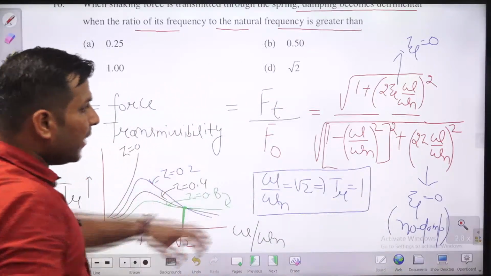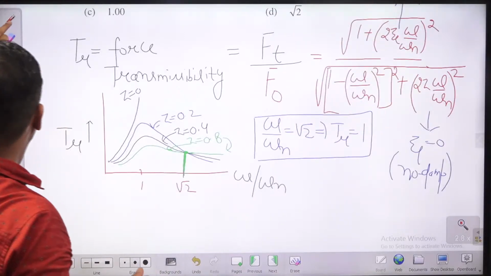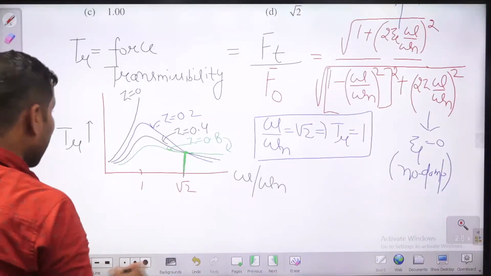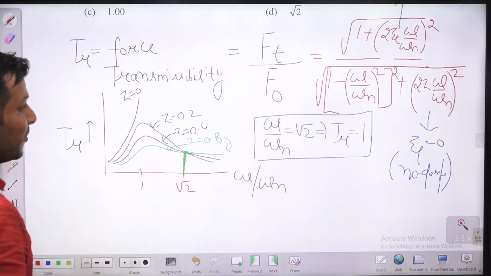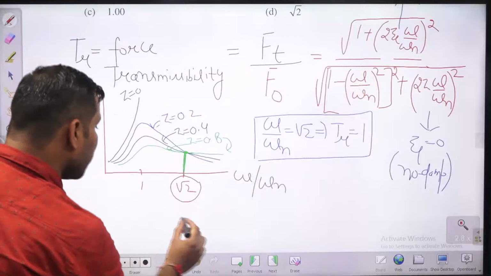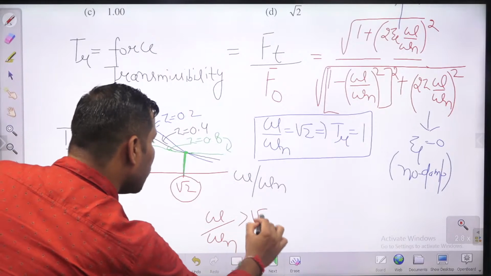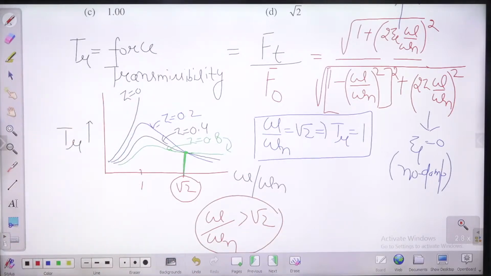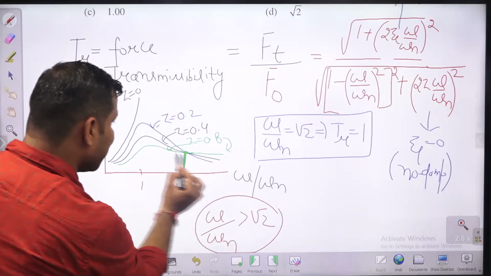Okay, but if you observe here, if this omega by omega n is greater than under root 2, then the more the damping, the more the transmissibility. If less is the damping, less will be the transmissibility. That's why, if this ratio of omega by omega n becomes more than under root 2, guys, the damping factor becomes detrimental, because if the damping factor is more, the transmissibility will be more, and if the damping factor is less, you can check here, the damping factor is less.